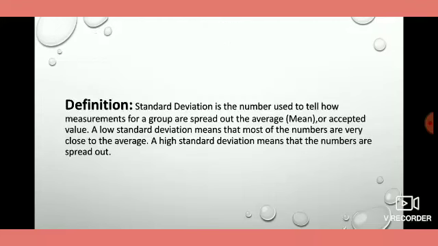Standard deviation is the number used to tell how measurements for a group are spread out from the average, mean, or accepted value. A low standard deviation means that most of the numbers are very close to the average, means most of the numbers are close to the mean. A high standard deviation means that the numbers are spread out.